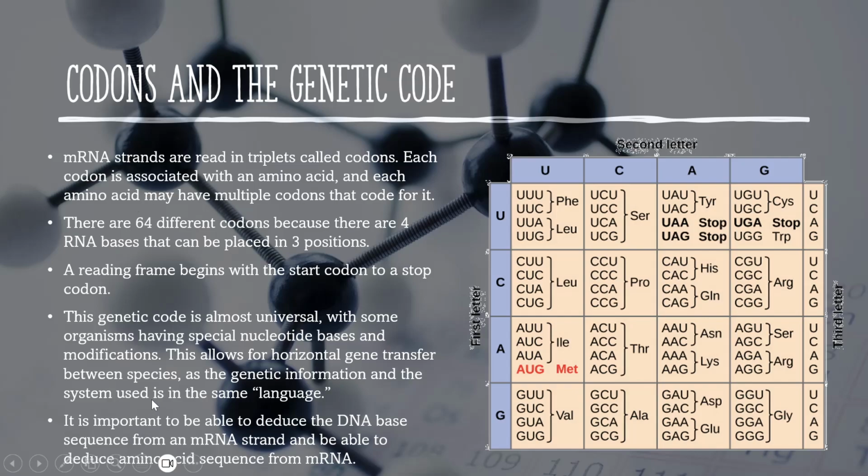So for the genetic code, you're going to have to be able to deduce the DNA base sequence from an mRNA. You'll be given an mRNA, and you have to be able to go back to the sense strand or the antisense strand based on the mRNA you're given, and you also have to deduce the amino acid sequence from the mRNA. They'll give you the table, so you don't have to memorize this, and you can go from the codon to the protein.